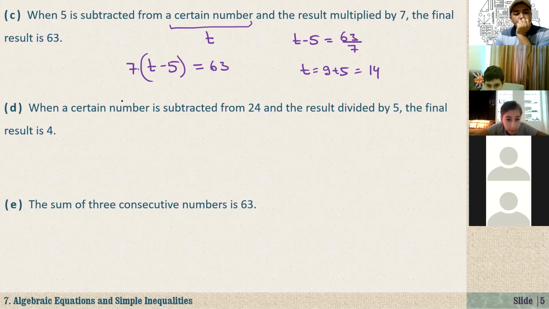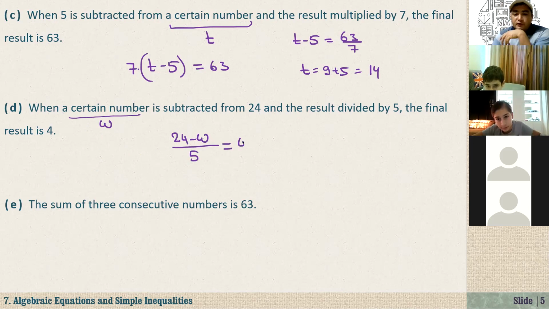When a certain number is subtracted from 24 and the result is divided by 5, the final result is 4. Suppose that a certain number is, let's say, W. So Rahim, can you tell me the equation? 24 minus W, over 5, in brackets, equals 4.